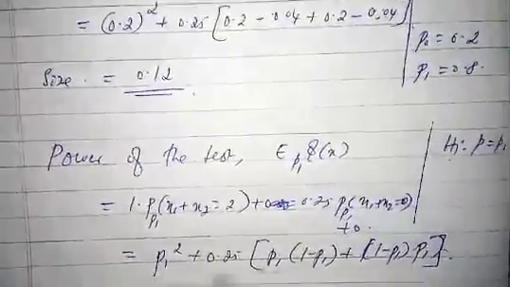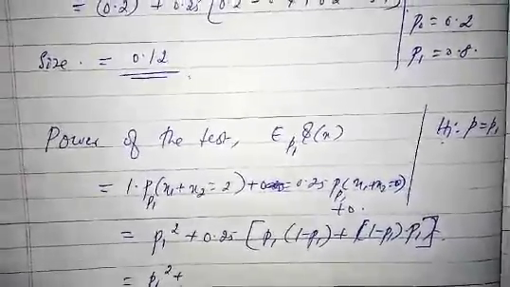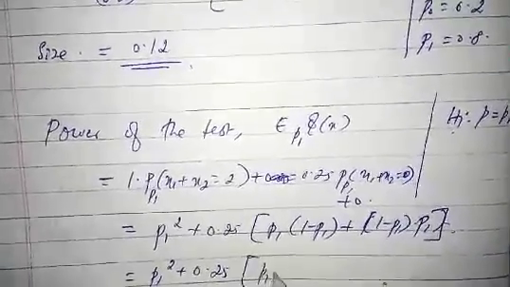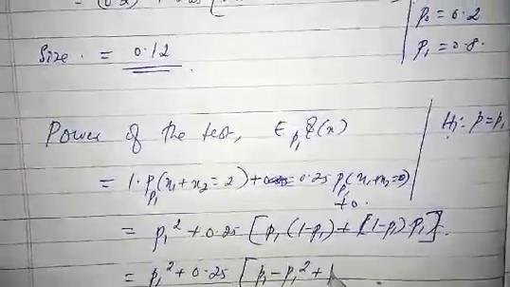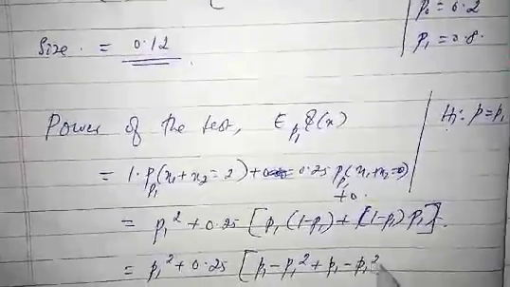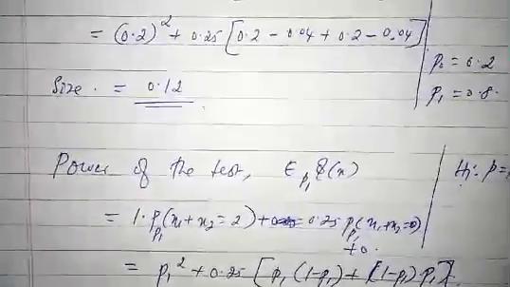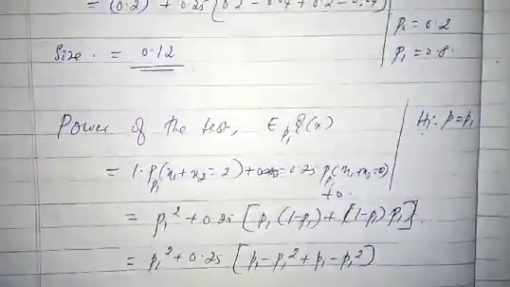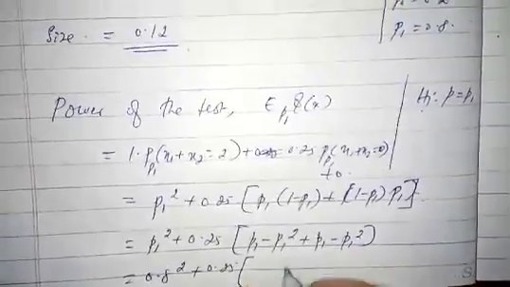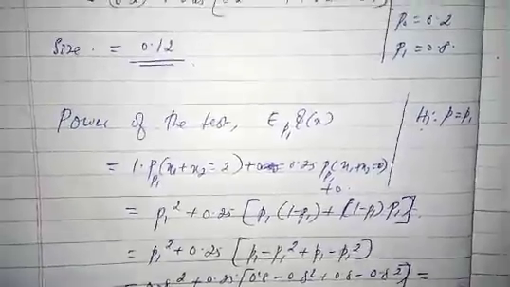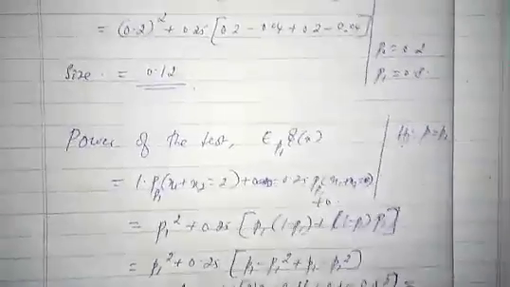Then substituting, it is p1 square plus 0.25 into (p1 minus p1 square plus p1 minus p1 square). Then substitute the value of p1. What is the p1 value here? 0.8. So 0.8 square plus 0.25 into (0.8 minus 0.8 square plus 0.8 minus 0.8 square). You have to find the value of the power of the test. That is your homework.